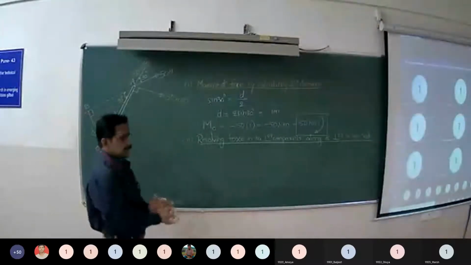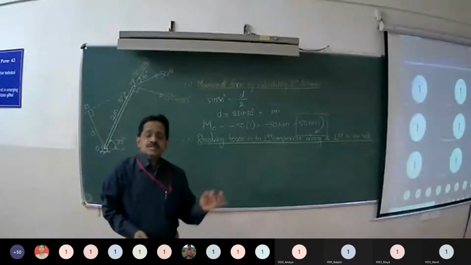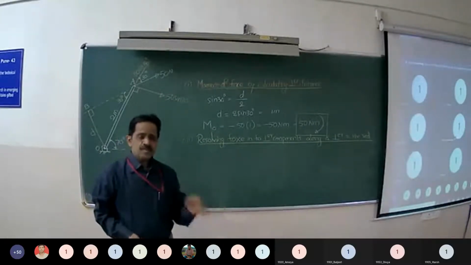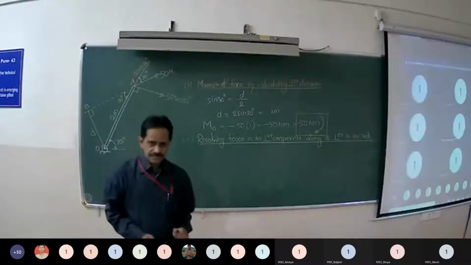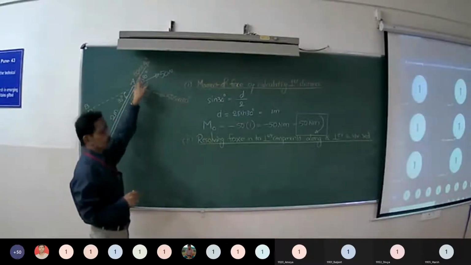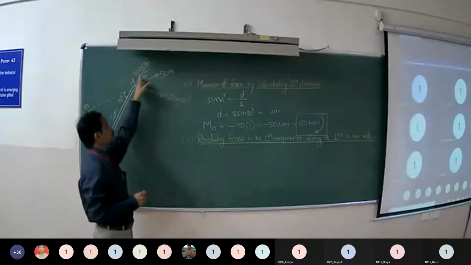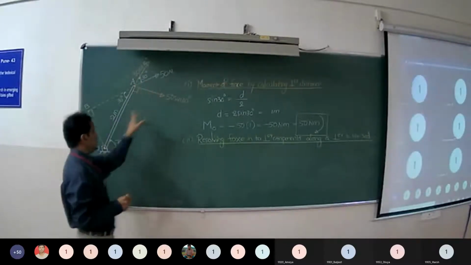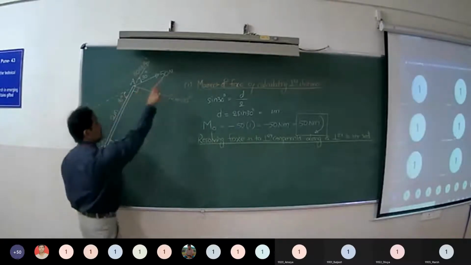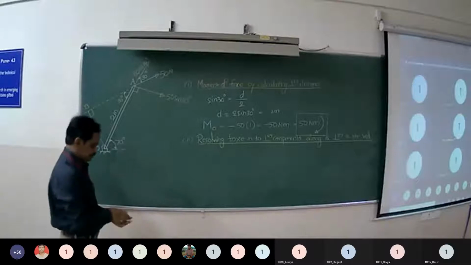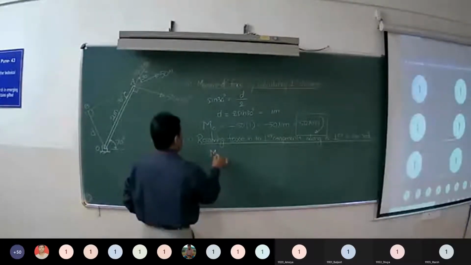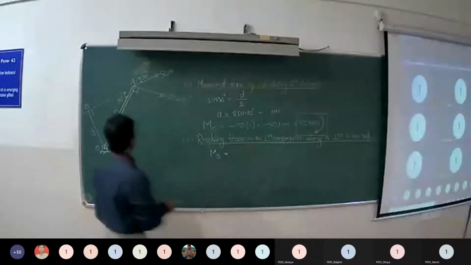Now as per Varignon's theorem, what is Varignon's theorem? The algebraic sum of the moments of the forces about any point is equal to the moment of the resultant about the same point. Here 50 is the resultant of these two components. So the algebraic sum of the moments of these two components about point O is equal to the moment of 50 Newton about point O.